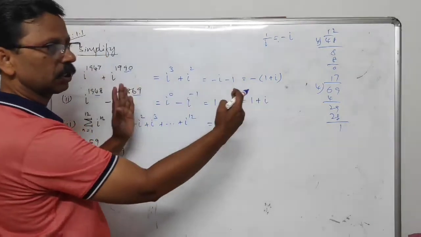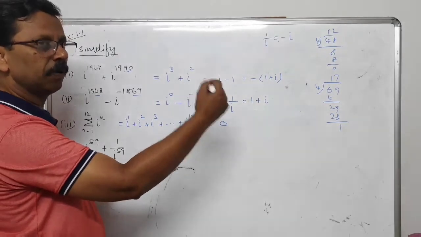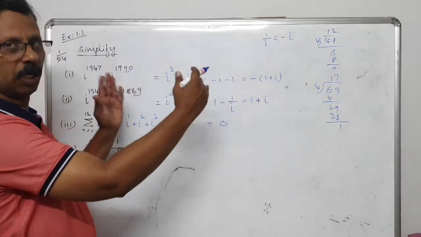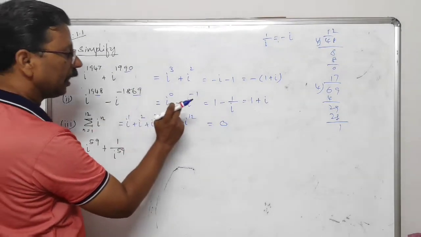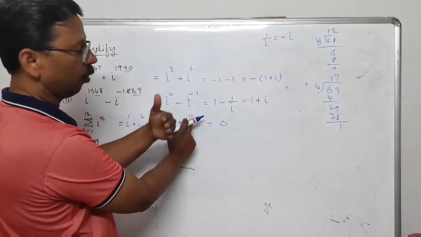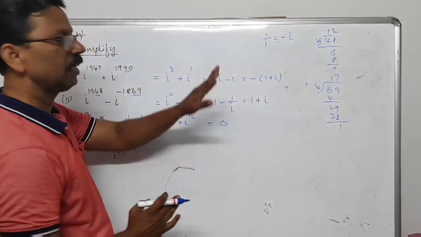Again, these 4 consecutive powers become 0. Then again, i^9 + i^10 + i^11 + i^12, 4 consecutive powers, will be 0. Therefore, for the powers of i starting with 1 and ending with a multiple of 4, you need not find the value of each and every term. Directly, you can write 0.